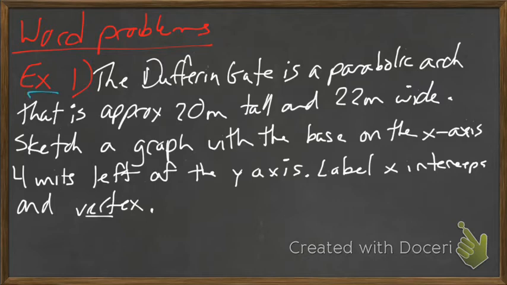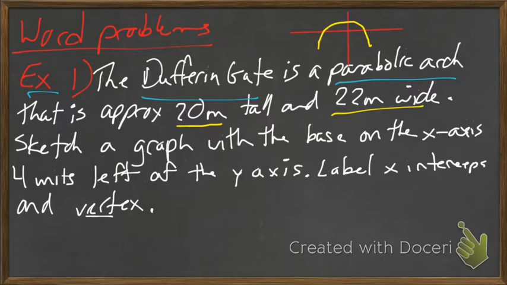Our first example, the Dufferin Gate, not entirely sure if this is a real thing, someone can look that up for me later, is a parabolic arch. So, if I were to draw a quick little grid here, I'm assuming it looks something like this. Okay, because otherwise, an arch wouldn't open upside down. That wouldn't make much sense in terms of just the way it looks, right? It is approximately 20 meters tall and 22 meters wide. So this distance here, from here to here, is 22 meters. And this distance here is 20 meters. That is a very important point. That's known as our vertex, right?